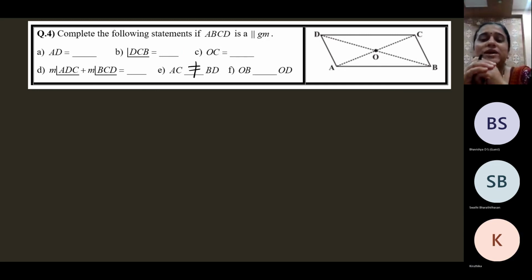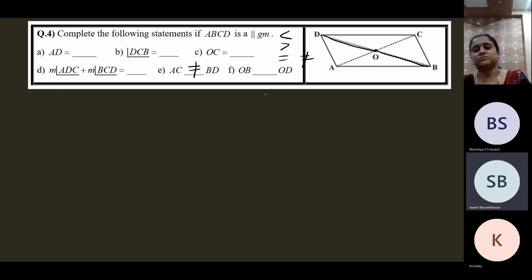Yeah, very good. So AC and BD are called the diagonals. And you know that the diagonals of a parallelogram are not equal. Very good. Yeah, Swati, OB and OD. You can use less than, greater than, equal to, not equal to. Ma'am, OB equals OD, ma'am. OB is equal to OD.